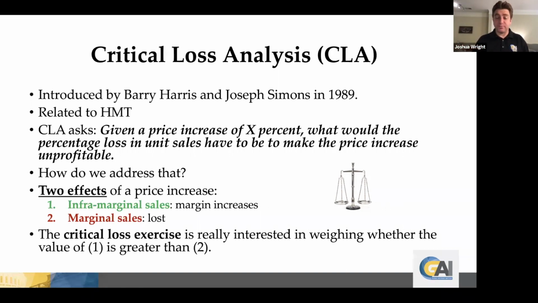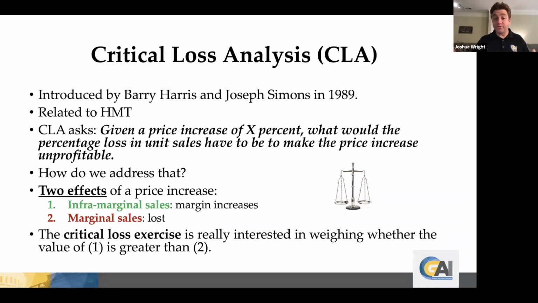Okay, so we're doing the same thing in the CLA analysis. Given a price increase of 5%, X%, what's the break-even number, right? Then we're going to call that the critical loss, right? What's the break-even number in the number of unit sales that the firm would have to lose in order to make the price increase unprofitable? Another way of asking the HMT question.